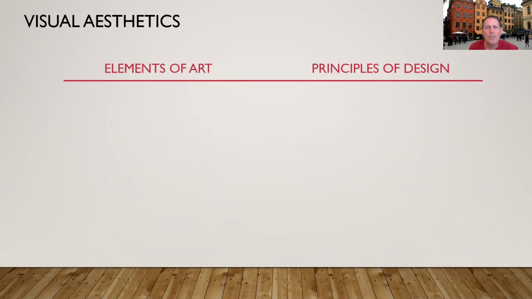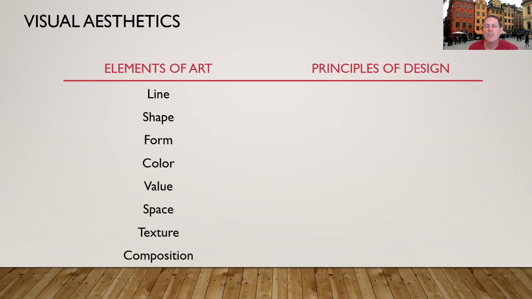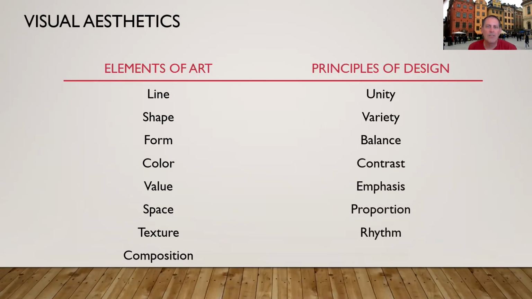Let's look at what these are. So the elements of art are the lines, shapes, form, color, value, space, texture, and composition of your design. Now, these come from the world of art, so they're often defined in terms of classical works of art. But today, I'm going to look at how these appear in products that have been designed. Principles of design, again, takes those elements and combines them together in various ways. So we look at unity, variety, balance, contrast, emphasis, proportion, rhythm, and movement. Now, I'd like to step through each one of these and just give you a few product examples to see how these elements and principles come into play in product design.